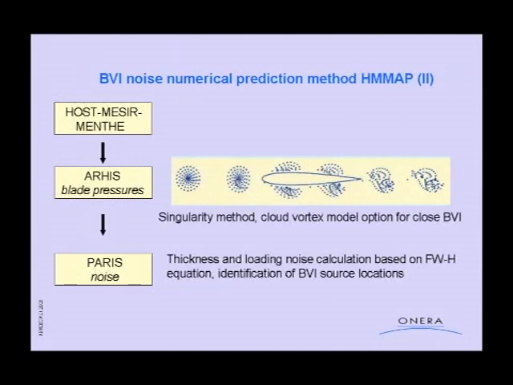The next step is aerodynamic computation. It is the RX code, which is based on the singularity method. And in fact, since the noisiest cases are the very close interaction, even the collision case, and we didn't want to perform Navier-Stokes calculation, there is in the code a cloud vortex model option in the case of close PVI. And when the code detects a close PVI, it changes the model. And the last step is the Prieur code, which computes the noise based on the Ffowcs Williams-Hawkings equation.